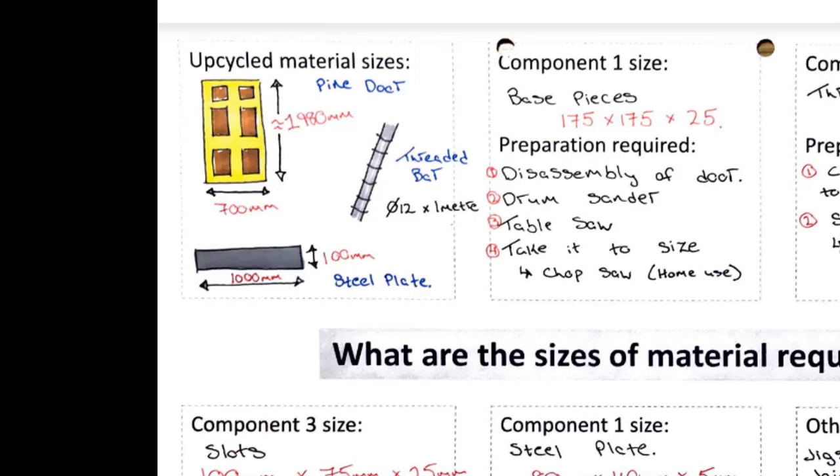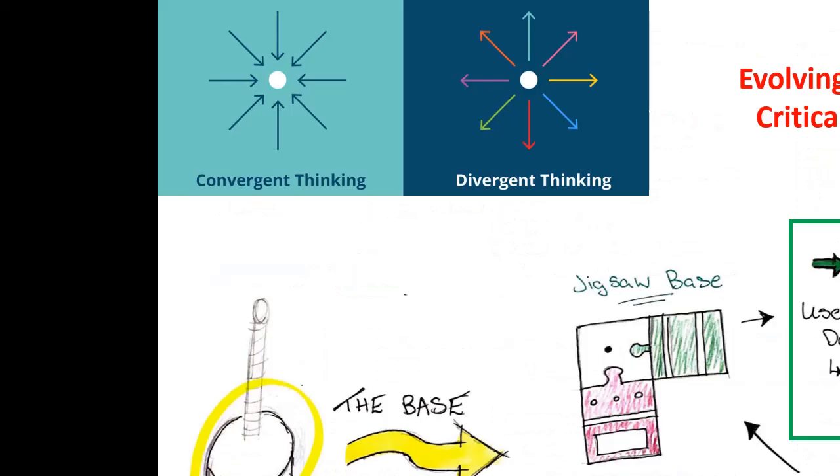So just the components for the base pieces, the threaded bar, the slats, the steel plate, and the joint of the jigsaw piece that I wanted to use. So they were kind of my initial sizes that I said I would use. And I have completed it now at this stage, and I've stuck to all them. I'm pretty sure I've stuck to all them sizes.